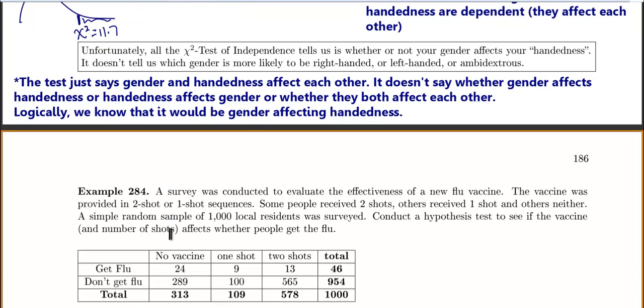Now in our next example, a survey was conducted to evaluate the effectiveness of a new flu vaccine. The vaccine was provided in 2-shot or 1-shot sequences. Some people received 2 shots, others received 1 shot, and others neither. A simple random sample of 1,000 local residents was surveyed. Conduct a hypothesis test to see if the vaccine and the number of shots affects whether people get the flu.